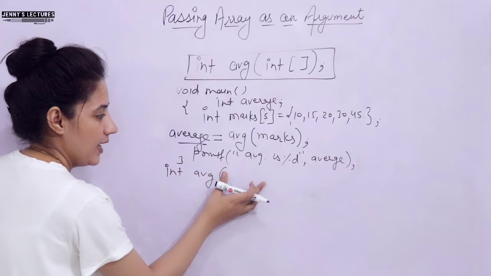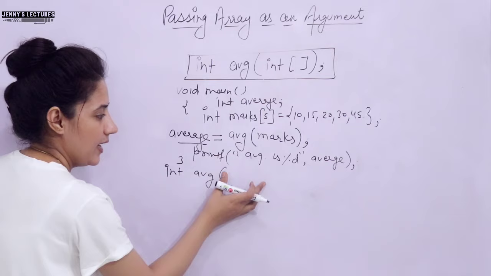So now this is for the main function, and in main we have one variable, average, right? We have an array, marks[5]. So here we have some memory. How much memory would be allocated for this array? Size is 5. An integer takes 4 bytes, so it means 20 bytes.